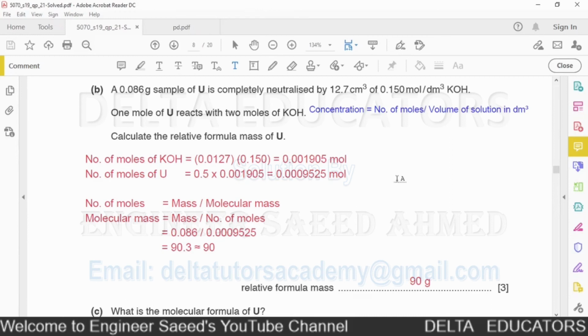0.009525 mole. Now here to find out relative formula mass, we will take help of the formula number of moles is equal to mass over molecular mass. From this equation we can say molecular mass is equal to mass over number of moles. Now mass is given 0.086. Number of moles of U we have calculated, it is 0.009525. By solving we will get 90.3, that is approximately equal to 90. So relative formula mass is 90 gram.